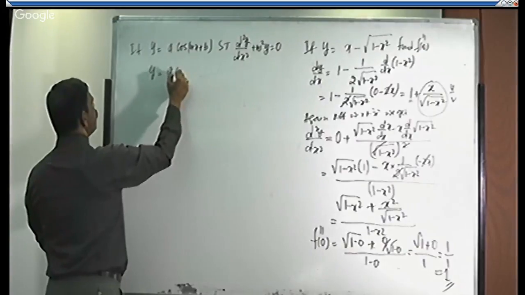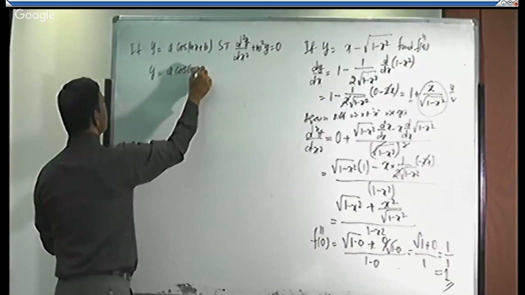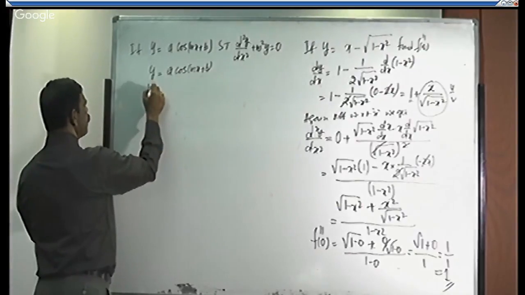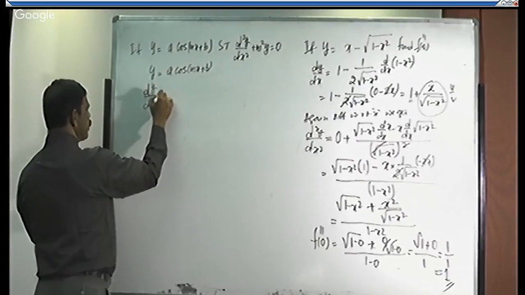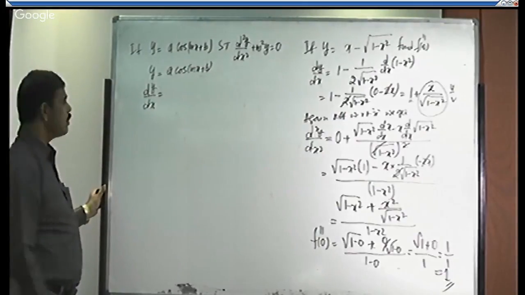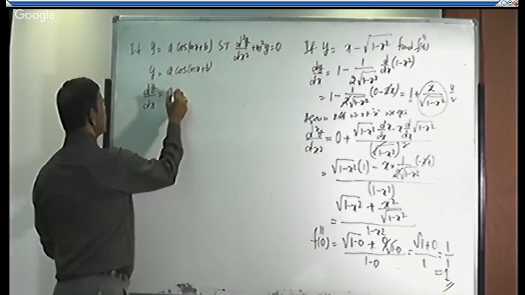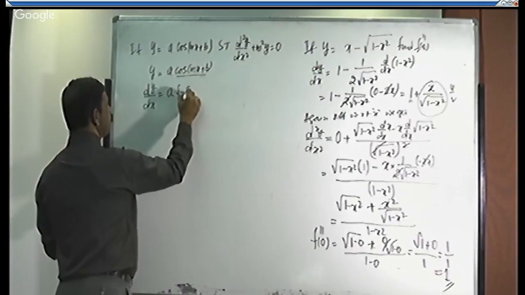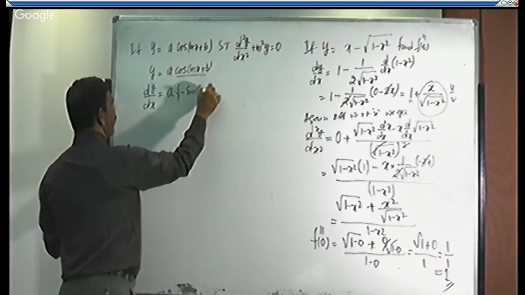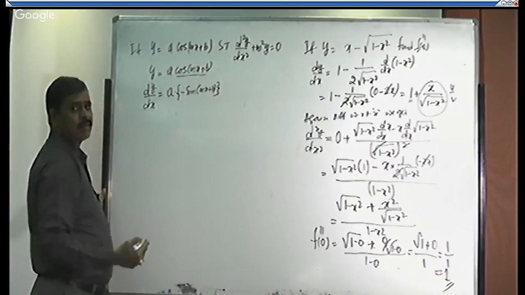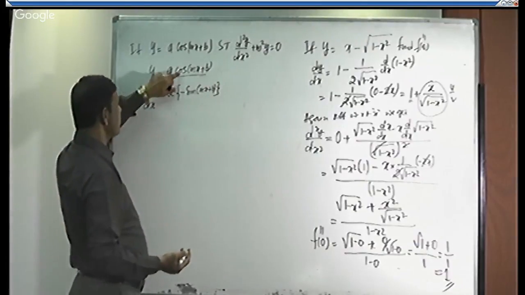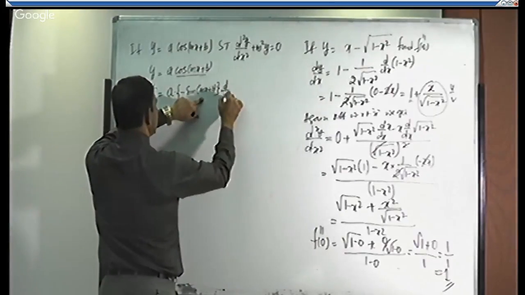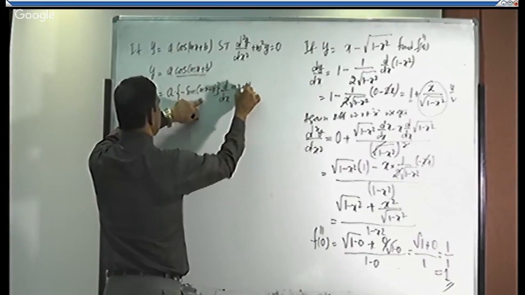y is a into cos of mx plus b. If I differentiate it, what will I get? I will get dy by dx. Differentiating y, you will get dy by dx, constant into function. Differentiation of cos x is minus sin x. So differentiation of cos function is minus sin function into d by dx of function. What is the function? mx plus b.